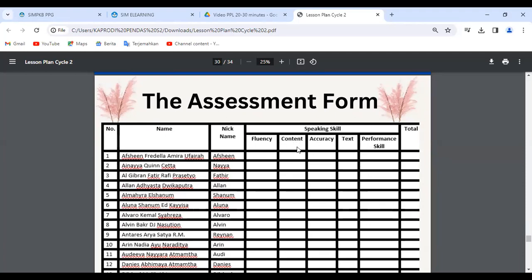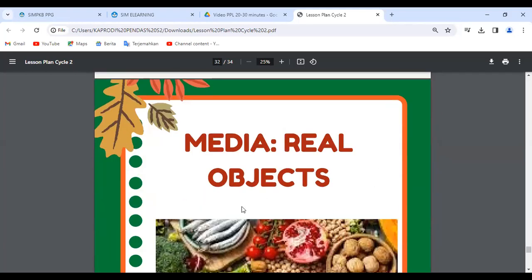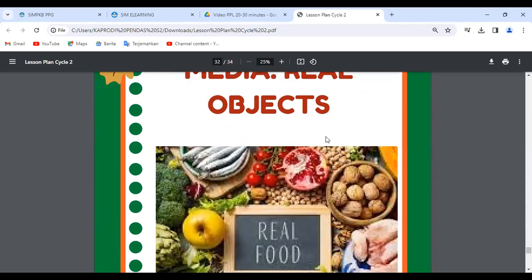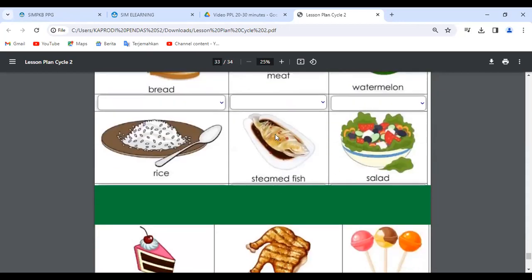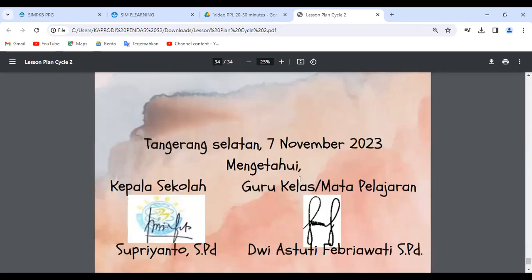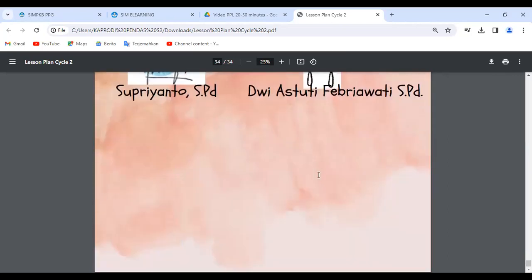Speaking skill consists of fluency, content, accuracy, and performance skills. Okay. And then next one, we have the learning media. What we have here consists of real objects, real food. And so we can have several types of foods. Okay, and then that will be the approval from the principal.